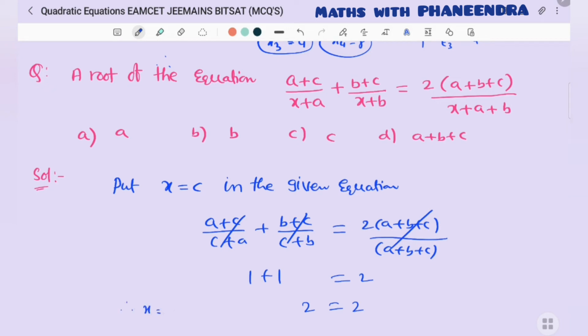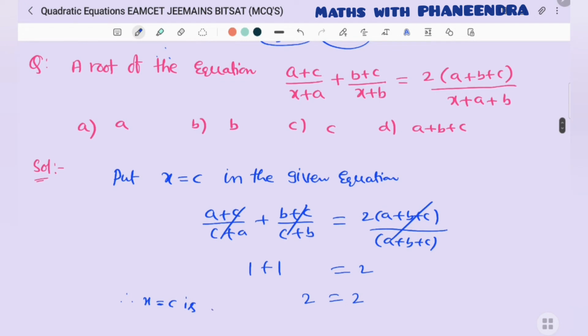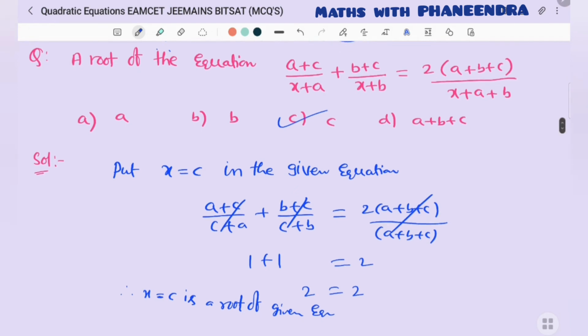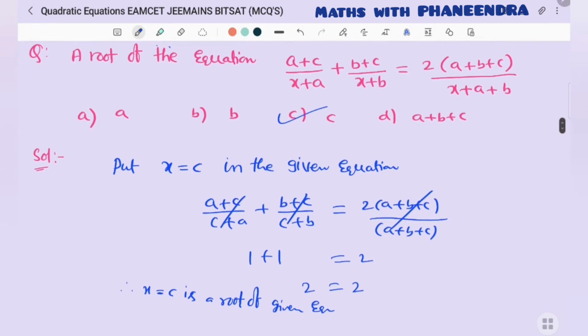Therefore, x is equal to c is a root of the given equation. So x is equal to c is the right answer, dear students. We'll move on to the next question.